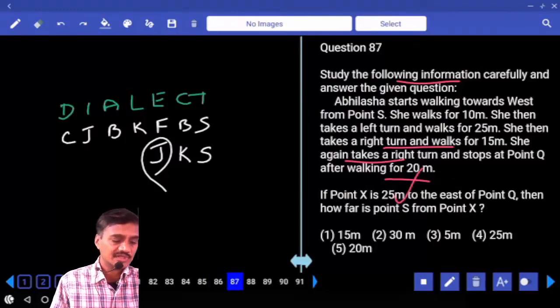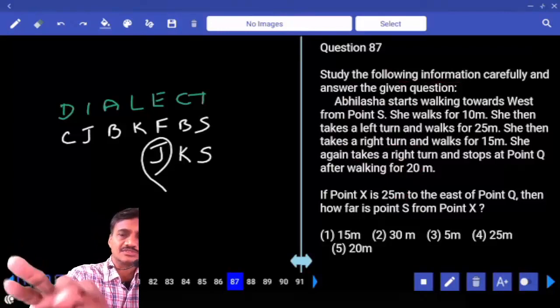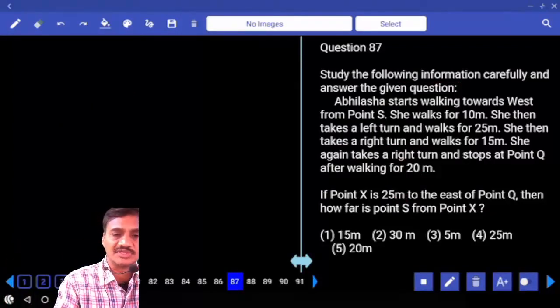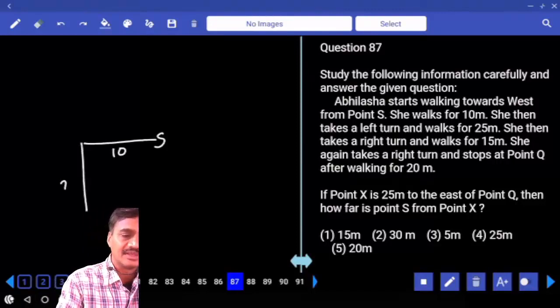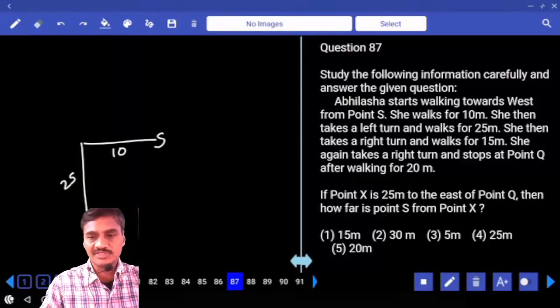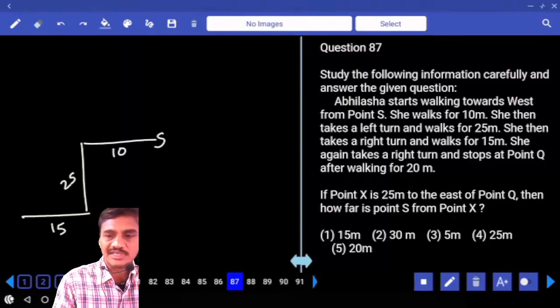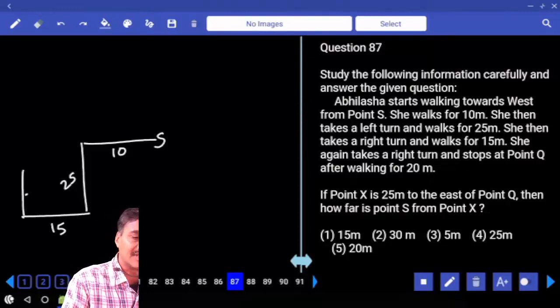The next ones, 87 and 88, are based on directions. Abhilasa starts walking towards west from point S, and she walks for 10 meters. She then takes a left turn and walks for 25 meters. She then takes a right turn and walks for 15 meters. She again takes a right turn and stops at point Q after walking 20 meters.